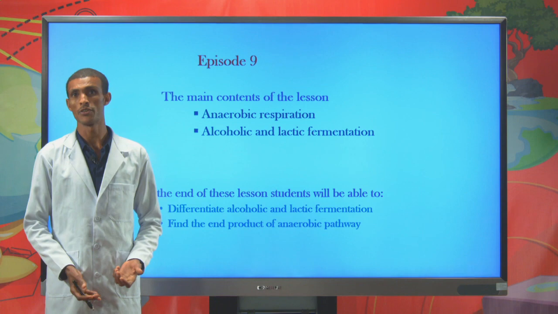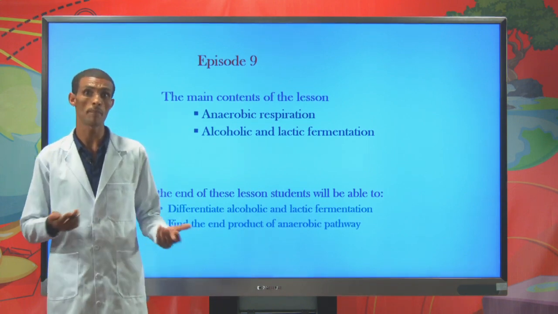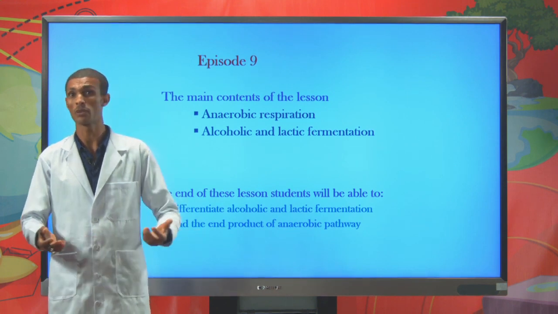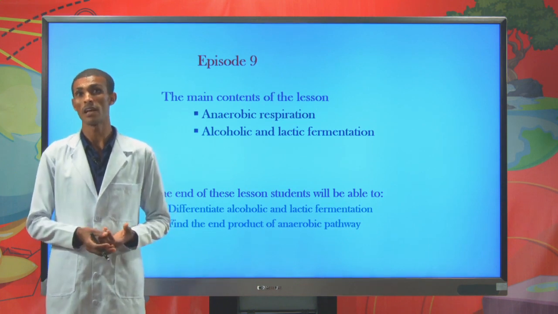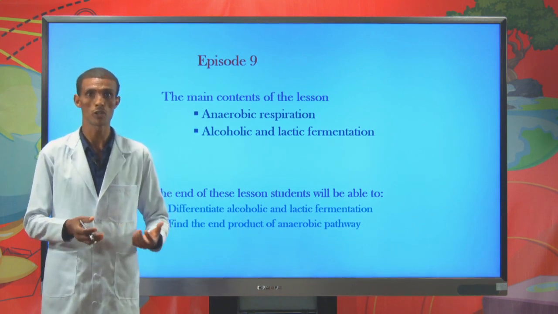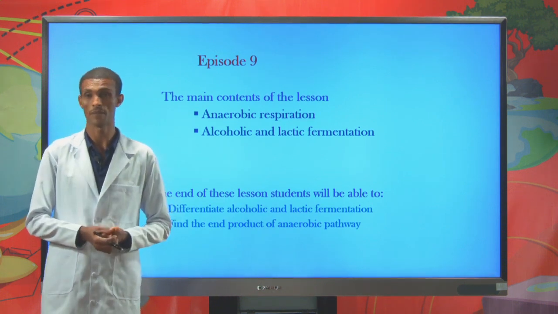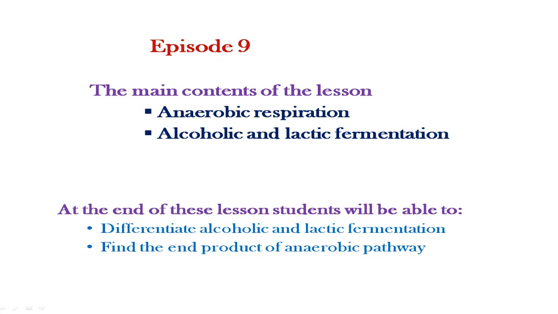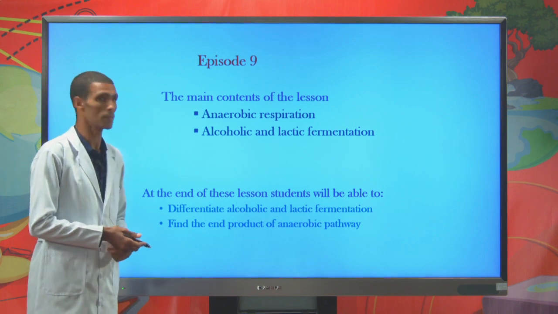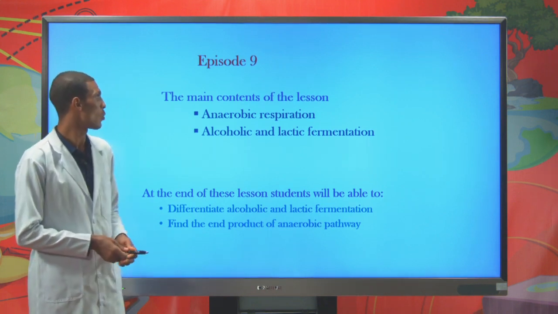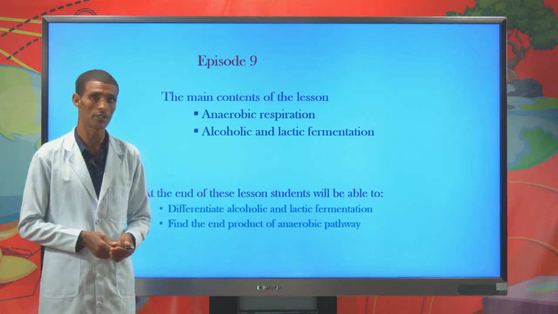I hope you remember, as we have seen the Krebs cycle, what happened in the Krebs cycle and its end products. And again, as we have seen the electron transport chain, chemiosmosis, and the reaction that takes place during chemiosmosis. Now we are going to see lesson 9, which is what happens if there is no oxygen. Under this lesson, we are going to see anaerobic respiration, alcoholic and lactic fermentation.